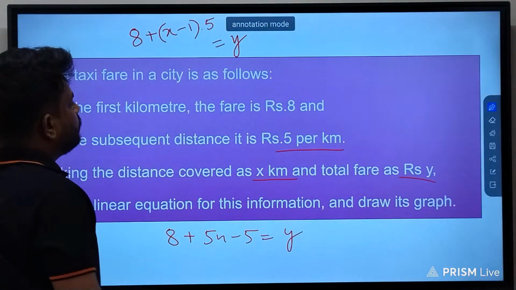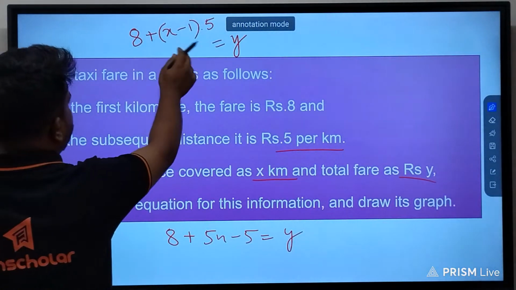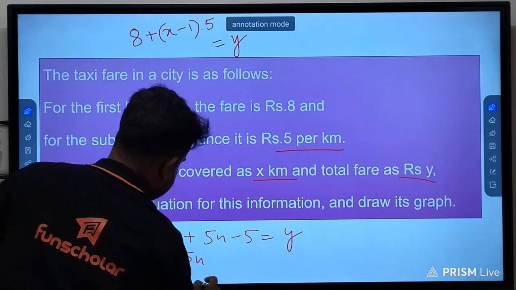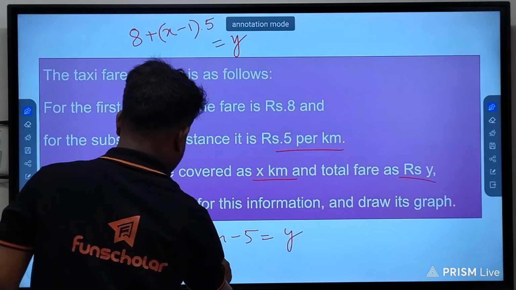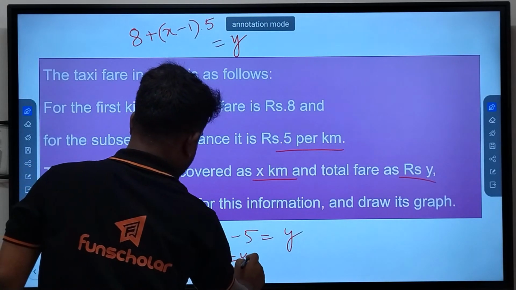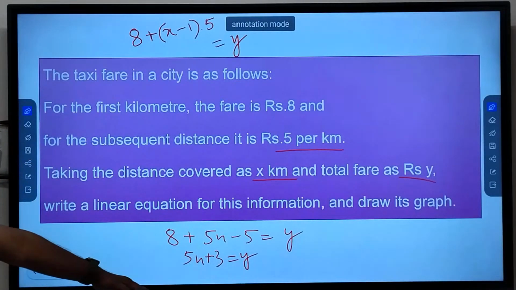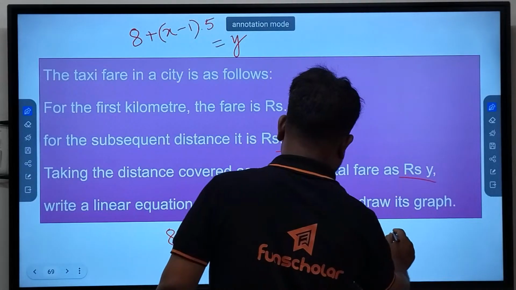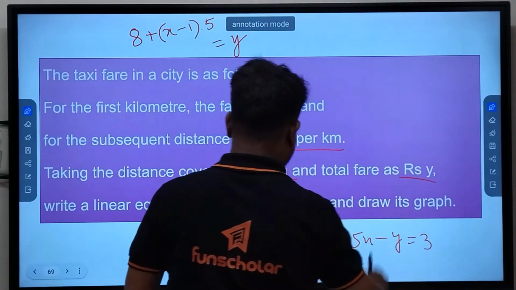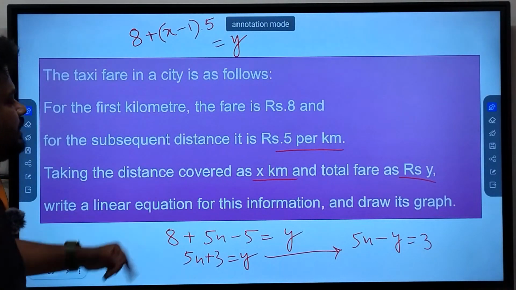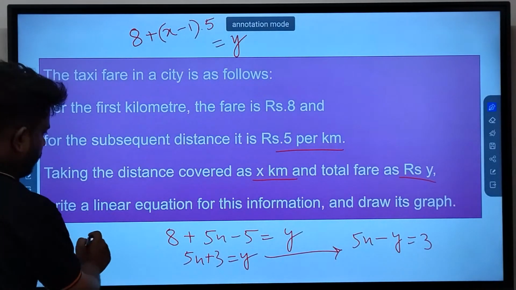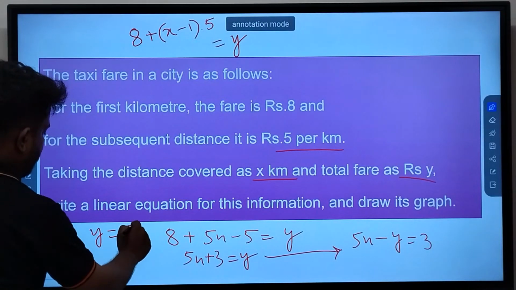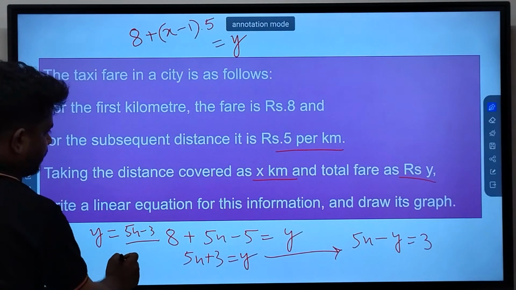So equals y. And if I simplify this, it will look like 5x plus 3 equals y, and from this we get the equation 5x minus y equals 3. And if you plot this in a similar way, you can plot it as y equals 5x minus 3.